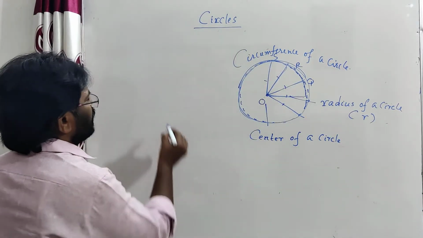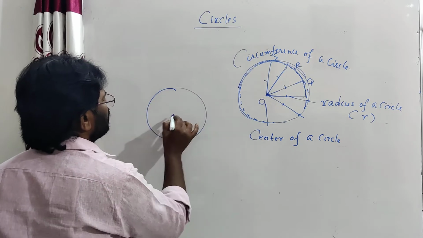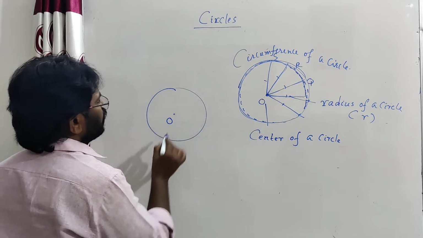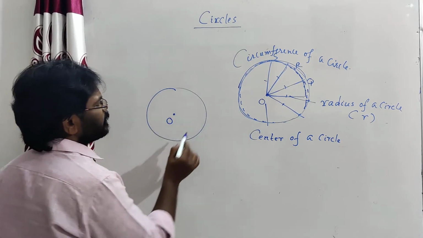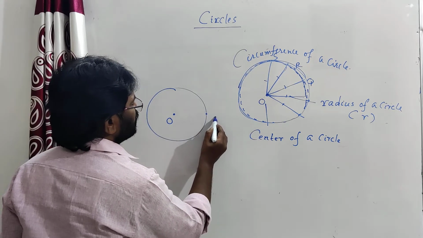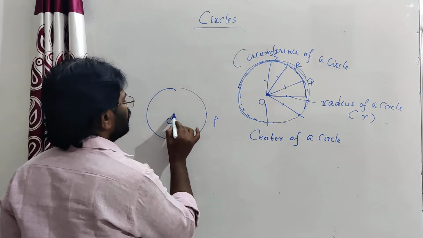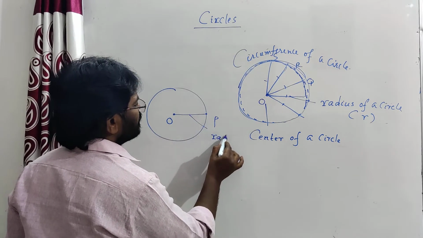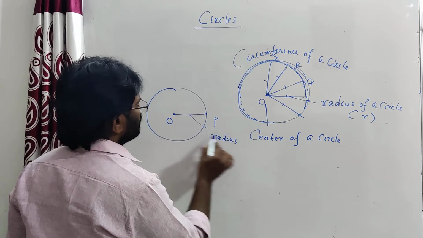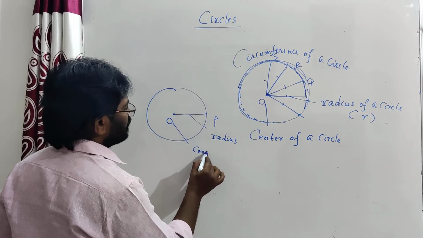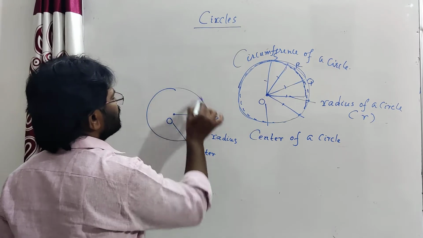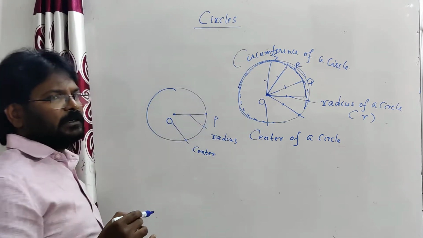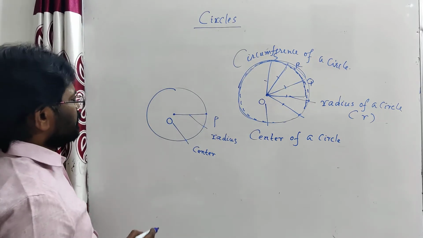Clear? So again I am drawing. So this is the center. P is any point on the circle. If we join O to P, this is called the radius. This is called the center. Agree? This is the circumference. So now we have to discuss.